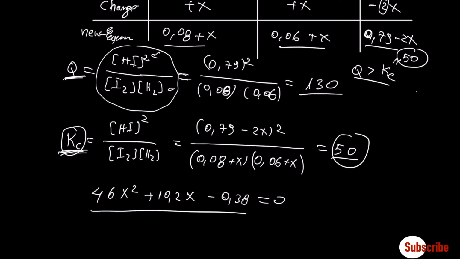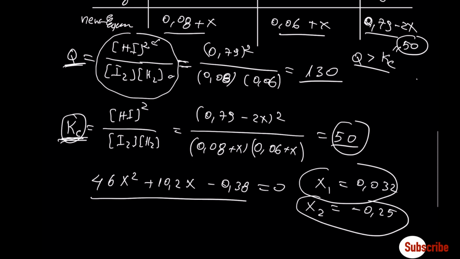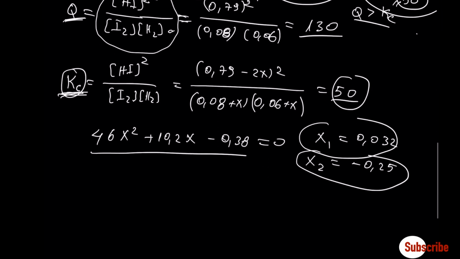You come to a quadratic equation. By solving this quadratic equation, you can find x1 and x2. As I mentioned in a previous video, you have to select only one value for x. Mathematically, they are both meaningful, but in terms of chemistry, it is only x1, because we cannot have negative concentrations. And let's place this x1 into the new equilibrium concentrations to find the new equilibrium concentration for our species.